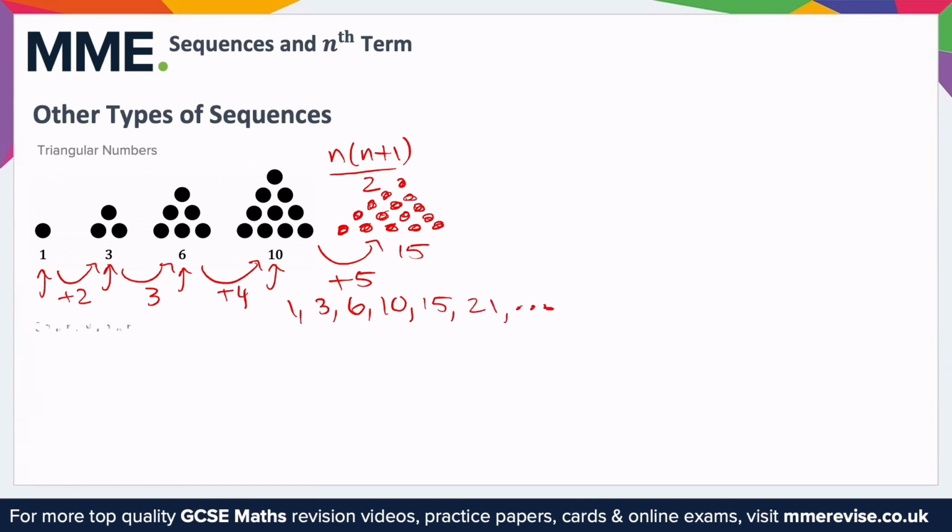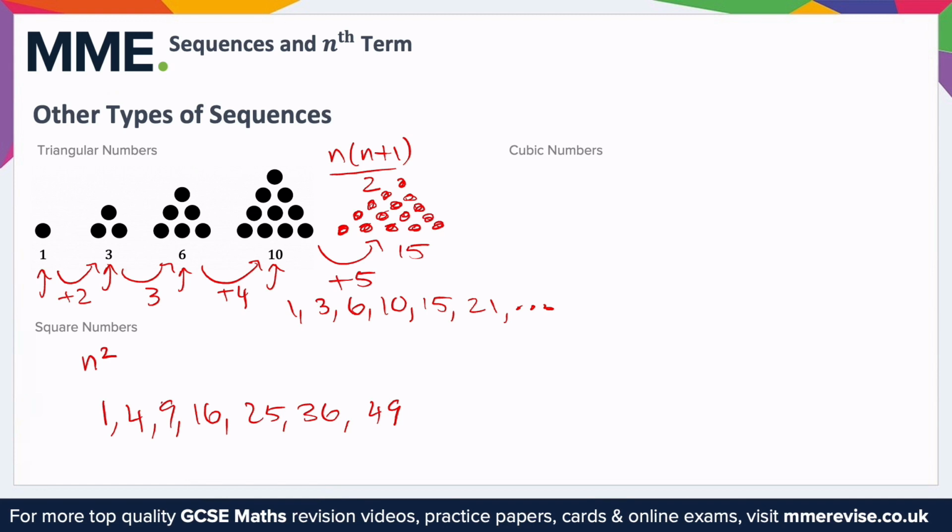The next one you need to know are square numbers. Now these you should have seen previously. The nth term for this is n squared, and the sequence is just each number squared. So for example, the first term, 1 squared would give you 1. The next term, 2 squared would give you 4. The next term, 3 squared would give you 9, and so on, and you can carry this list on for as long as you want.